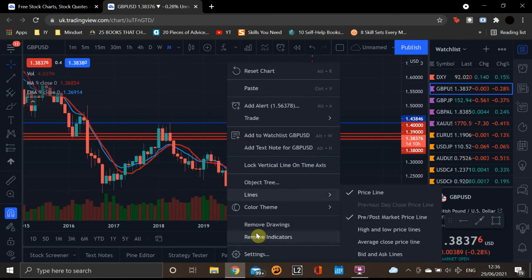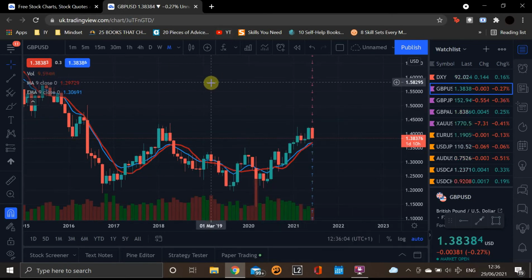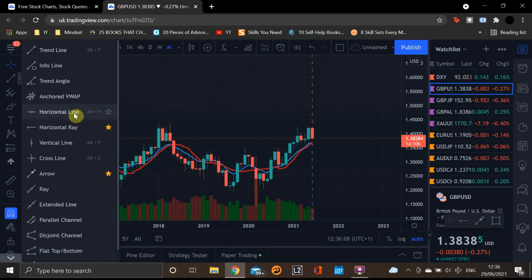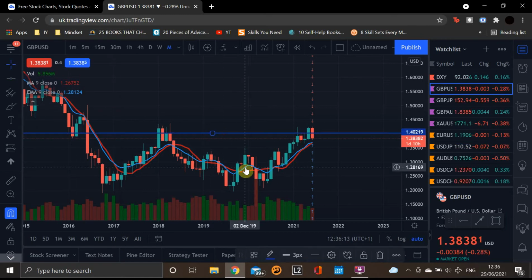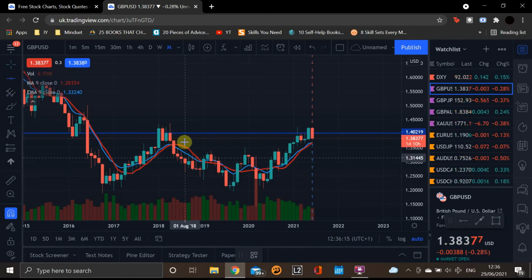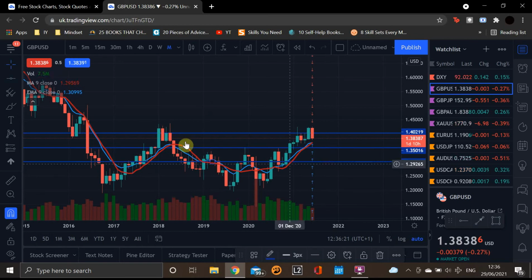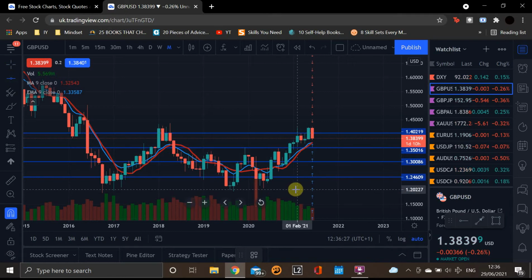Maybe I should not. Let me remove the drawings. Let's start off clean, and we'll mark the major levels as we go along. Horizontal line, so 135, 130, 125, 120.